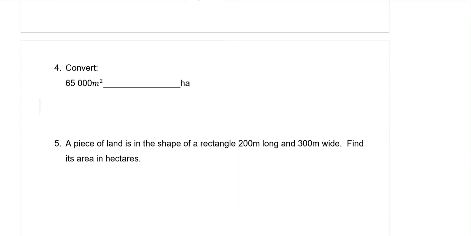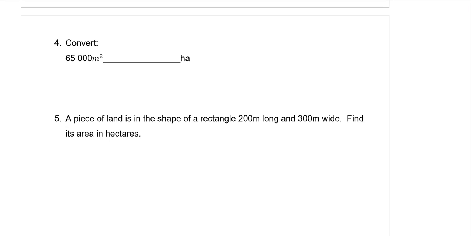Question 4. Convert 65,000 metres squared into hectares. Now there are 10,000 metres squared in a hectare, so I need to divide this by 10,000, which means we're going to go 4 places backwards, and the answer would be 6.5 hectares.